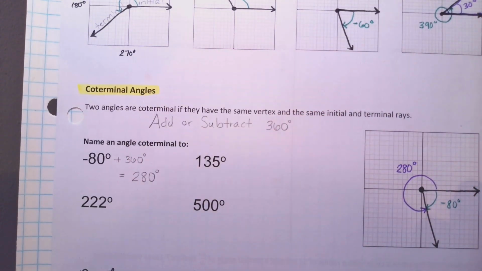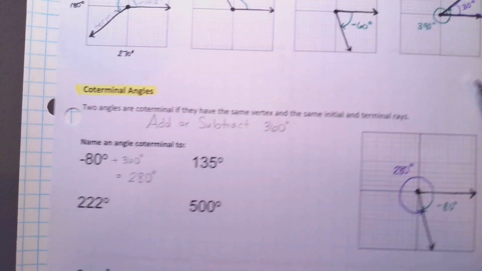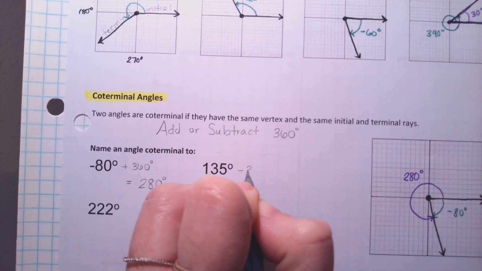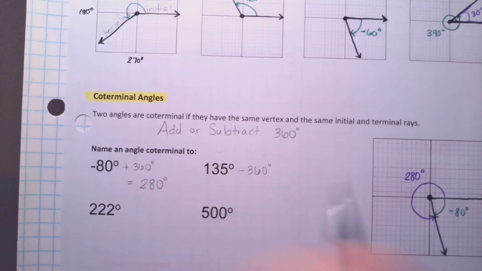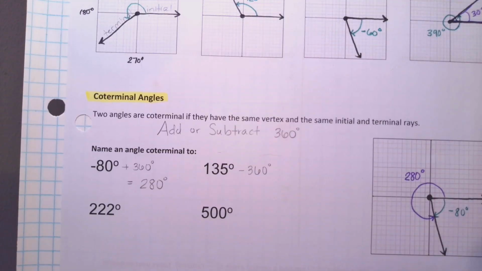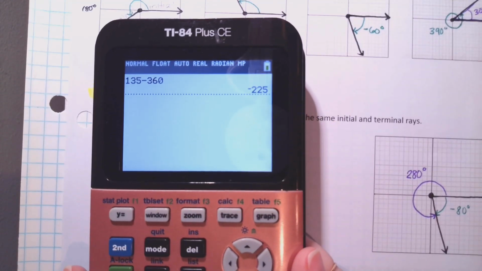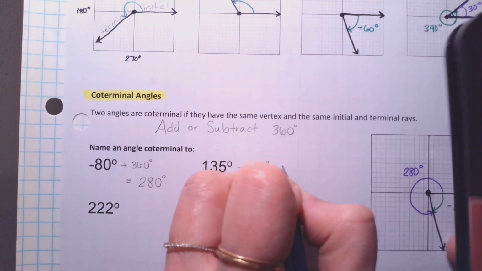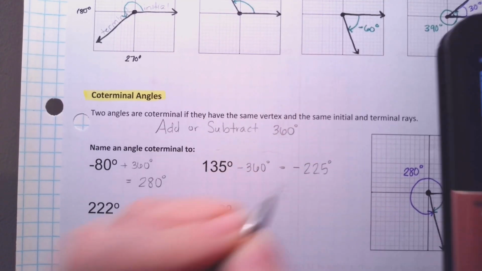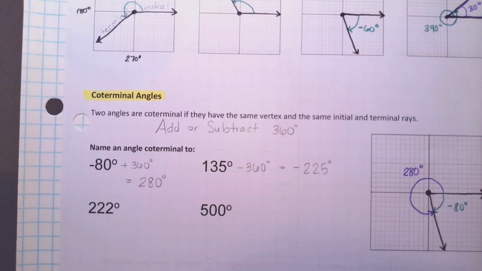So let's practice finding some more coterminal angles. Again, you can add or subtract to find one. For the next one, I'm going to subtract. If I subtract 360 degrees from 135, I get a negative 225-degree angle. And again, this is just one of the coterminal angles. There are an infinite amount of coterminal angles.